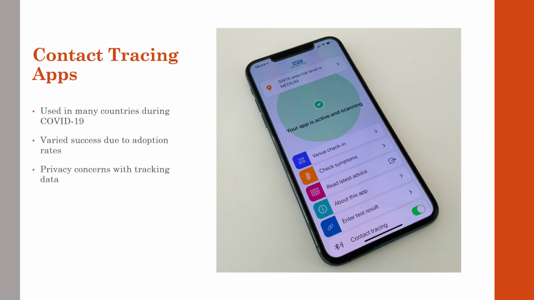Two more major global applications are contact tracing apps and large-scale genomics projects. Contact tracing apps were a high-tech response to the pandemic, but their success varied widely. In many places, they had low adoption rates due to privacy concerns and technical issues. People were simply not comfortable with their movements being tracked.